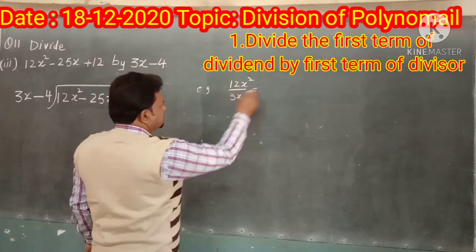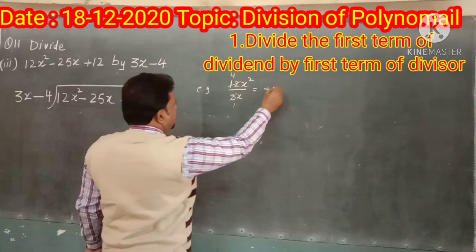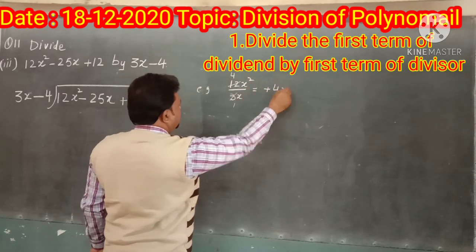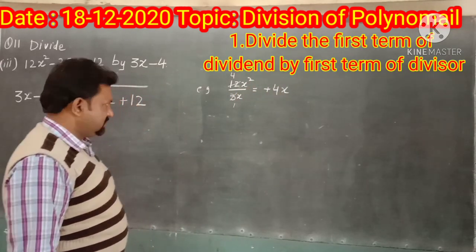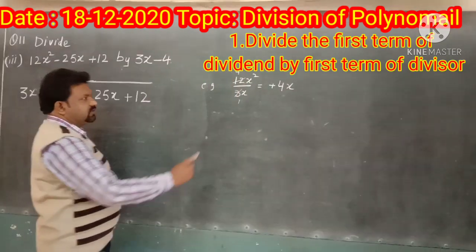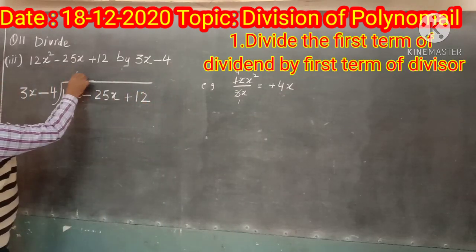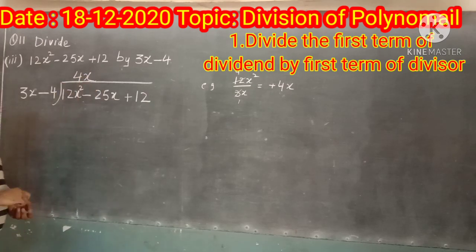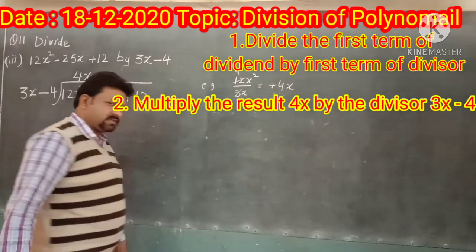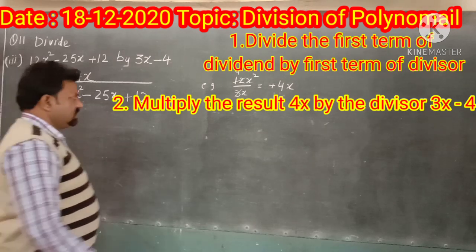So plus, plus, plus sign. 3 1s are 3, 3 4s are 12, and x power 2 minus 1 means 4x. So the answer will come 4x. This is the first point. This result 4x we will write here as an answer. Now we will multiply this result 4x by the divisor 3x minus 4, just like this.